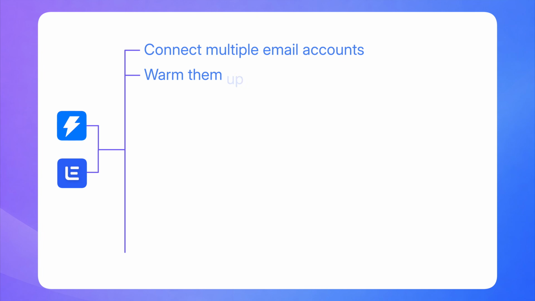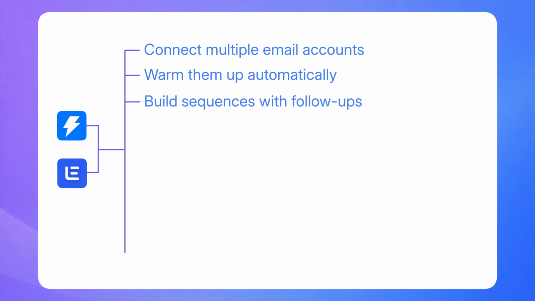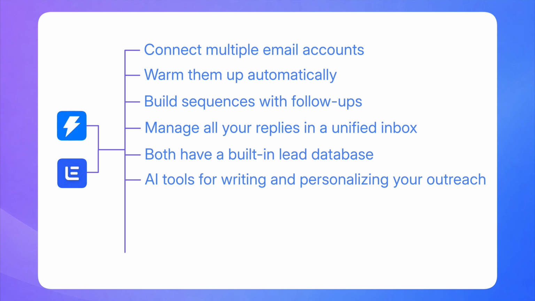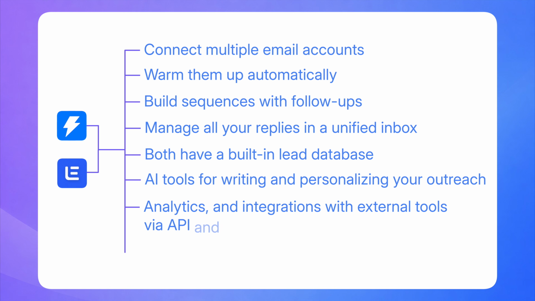So what do they both do? Because at the base level, these tools share a lot. You can connect multiple email accounts, warm them up automatically, build sequences with follow-ups, and manage all your replies in a unified inbox. Both have a built-in lead database, AI tools for writing and personalizing your outreach, analytics and integrations with external tools via API and webhooks, as well as native integrations. So if all you need is cold email, either of these can get it done. The question is what you need beyond that.